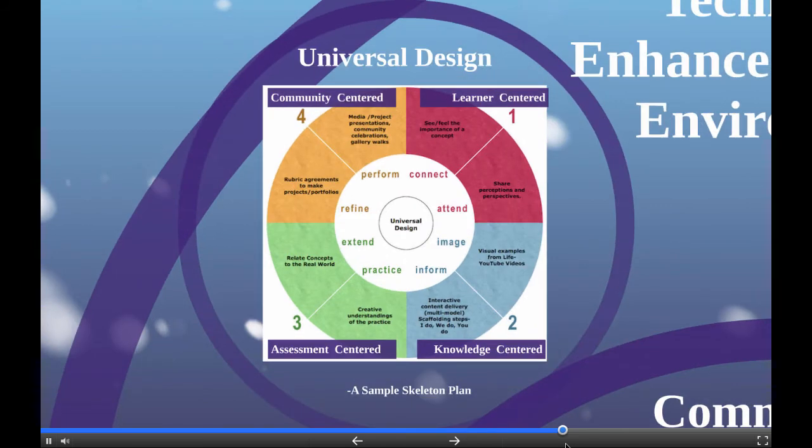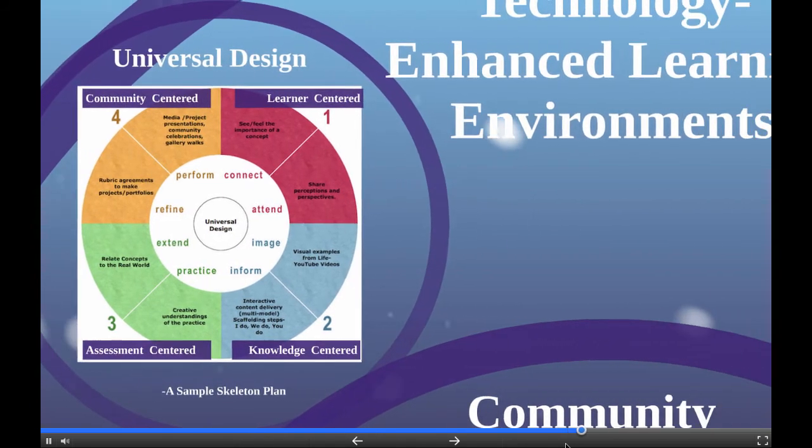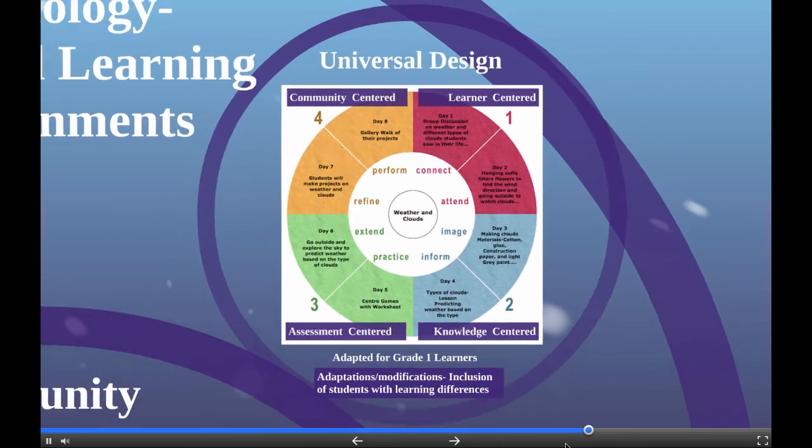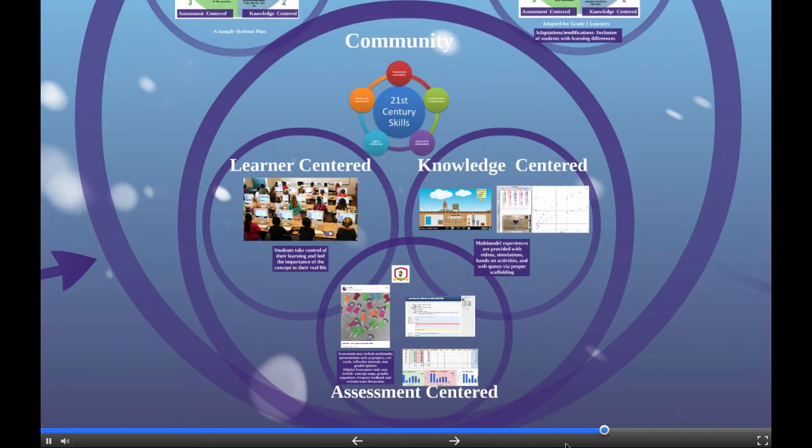This universal model is a skeleton plan based on the types and needs of students. In order to design such a universal learning model, Bransford suggested to include 4 perspectives: learner-centered, knowledge-centered, assessment-centered, and community-centered.